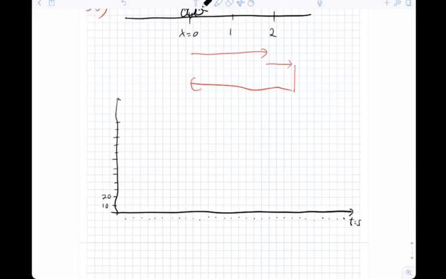Labeling this axes. 30, 40, 50, 60, 70, 80, 90, 100, 101, 102, 103, 104, 105. So 150, etc. All right, so we can just work off that.